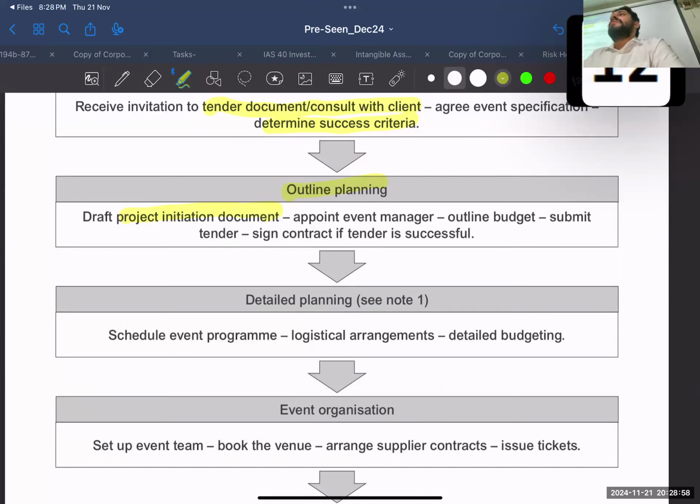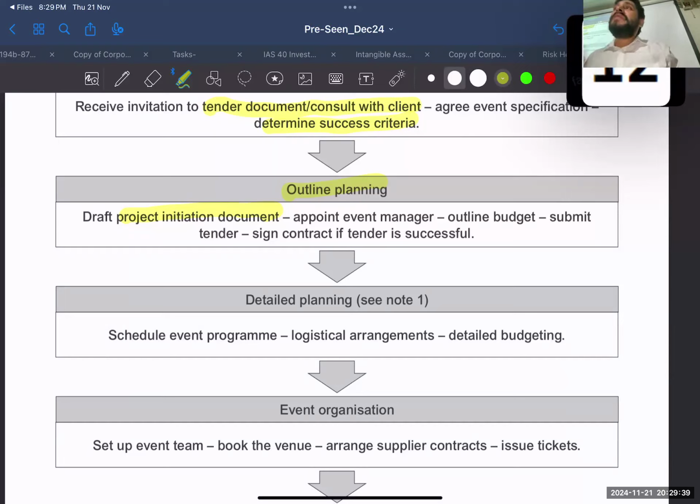He may be asking you a question that from the stages given in the pre-seen, draft a project initiation document. I don't know why, because he has not yet asked this question since the start of the SBL examination. He may not be asking you to draft the entire project initiation document. However, what he's going to do is he's going to provide you the project initiation document already drafted by an inexperienced accountant. And he'll ask you to change the project initiation document in accordance with what should have been written. So please make sure that you read the project initiation document again and again.